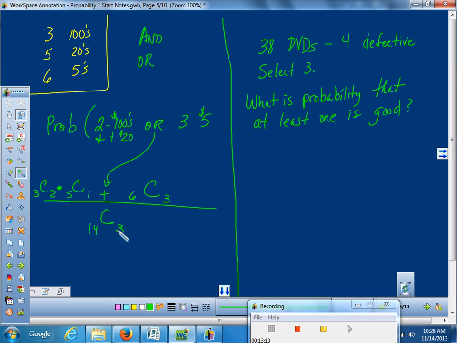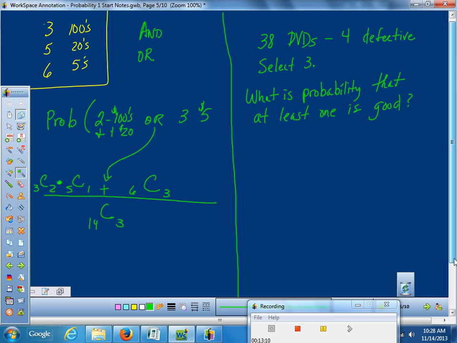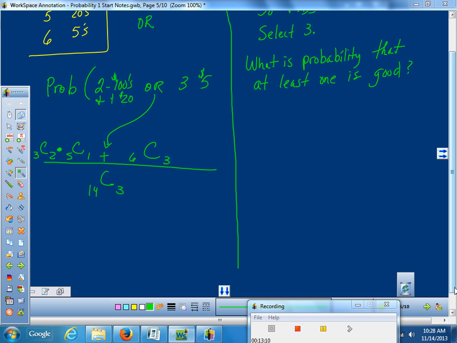And so then you can shove that whole thing in your calculator. That'll be 3 times 5, that's 15. 15 plus 20. I think it's 35 over whatever 14C3 is, and 14C3 is too big for my brain. But I don't know if that was reduced or not.